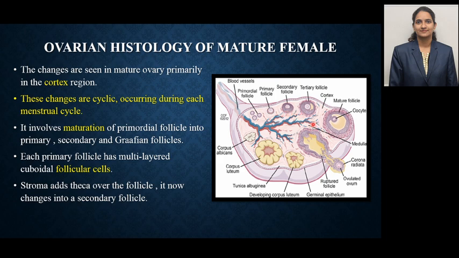Each primary follicle has multi-layered cuboidal follicular cells. Stroma adds theca over the follicles and it now changes into a secondary follicle. From this diagram it is very clear that the primordial follicle grows into the primary follicle, which again grows into the secondary follicle by addition of follicular cells as well as theca, which is the addition of the stroma.